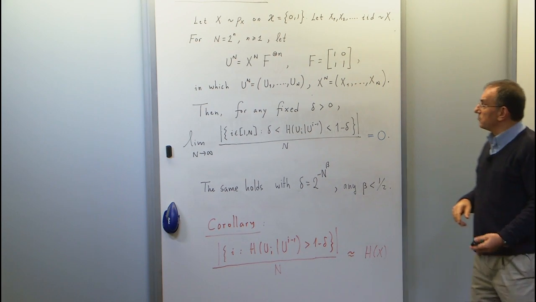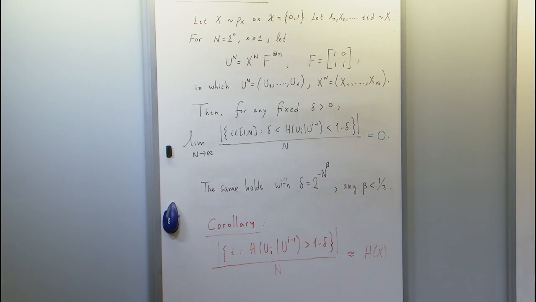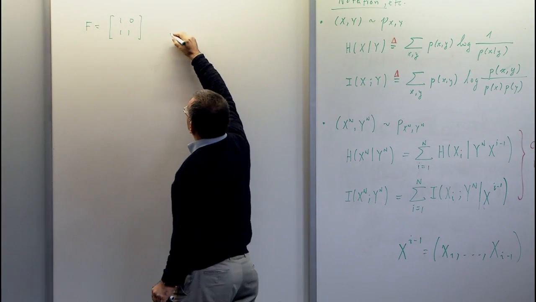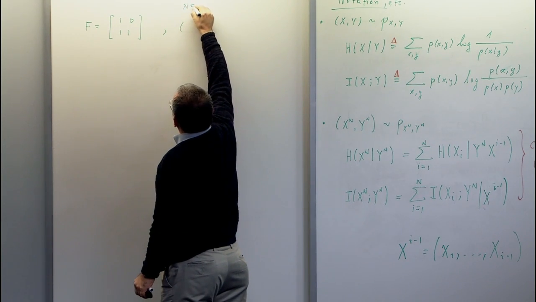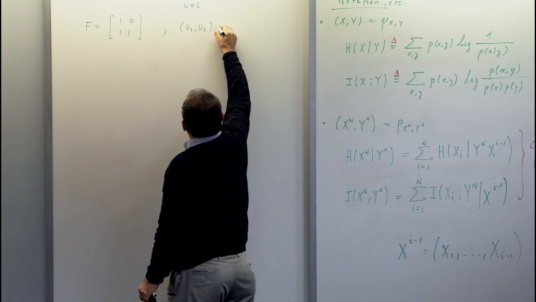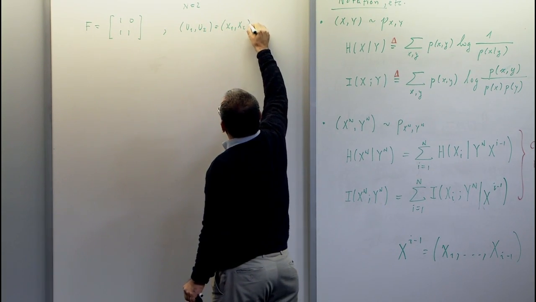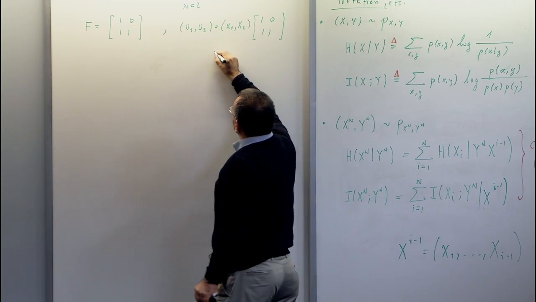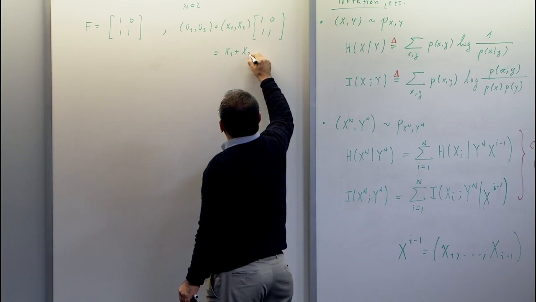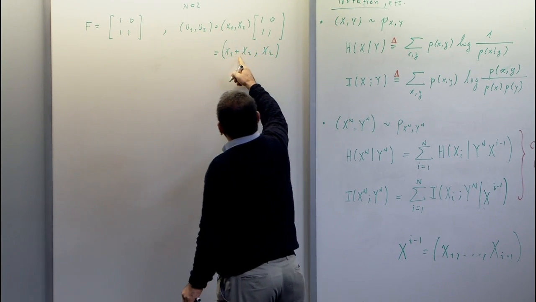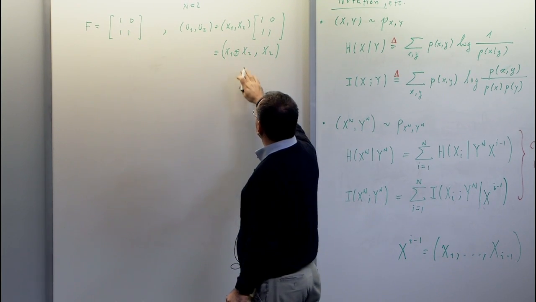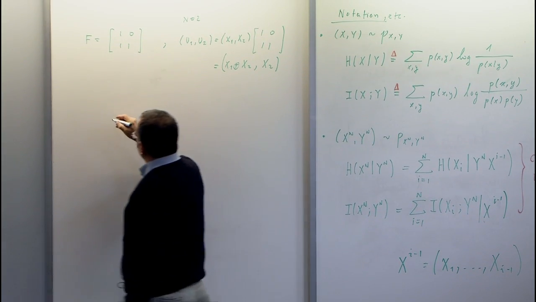So what is the Kronecker power? Maybe we should also illustrate that in here. F has already been defined like this. Let's do a small exercise. For n equal to 2, my vector is going to be (u1, u2), which will be given by (x1, x2) multiplied by the matrix [1 0; 1 1]. So this is going to be x1 plus x2, and x2. This is addition modulo 2. Sometimes I put a circle around it to indicate it. So that's it for n equal to 2.